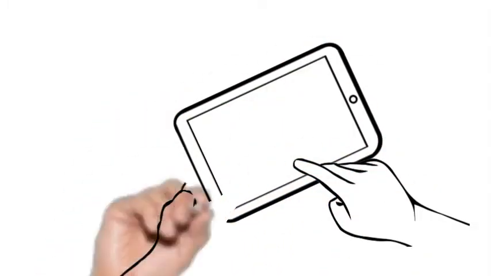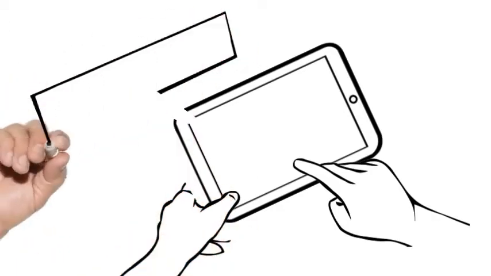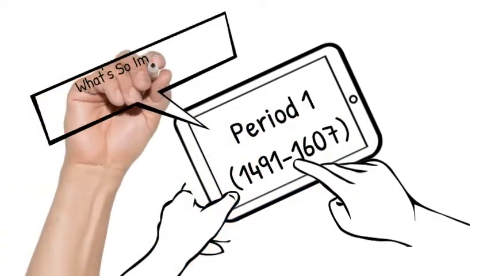Today we're going to talk about period 1, 1491 to 1607. And we're going to answer some key questions, predominantly what was so important about this time period. First of all, 1491 denotes the time period before Columbus arrived here.